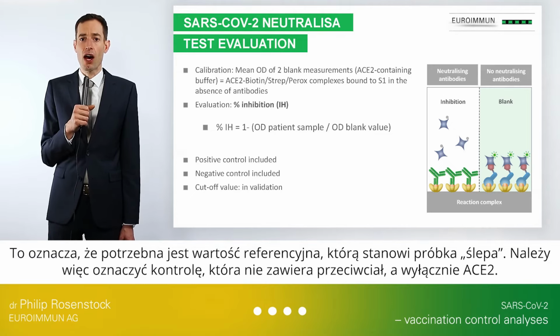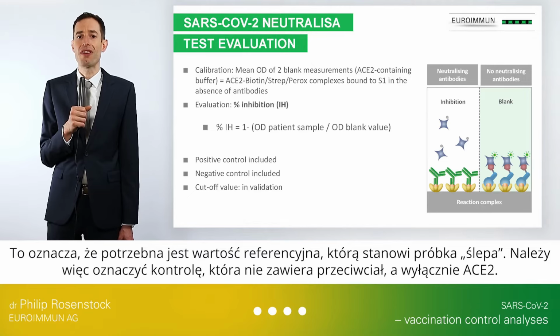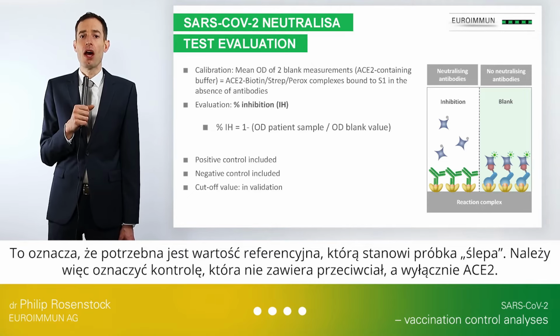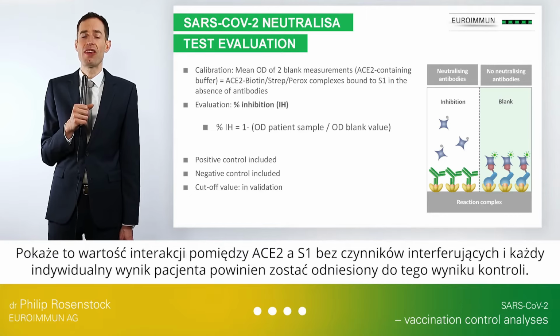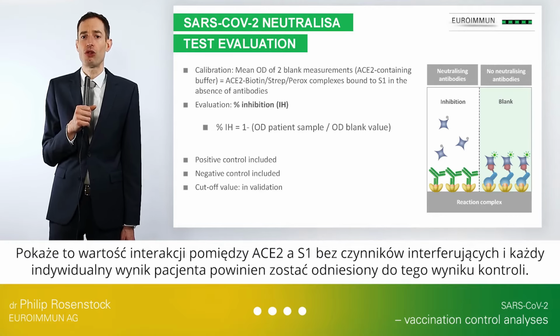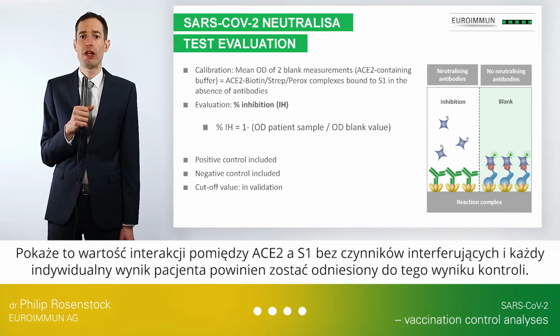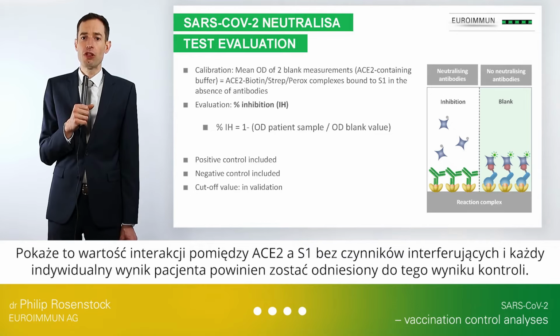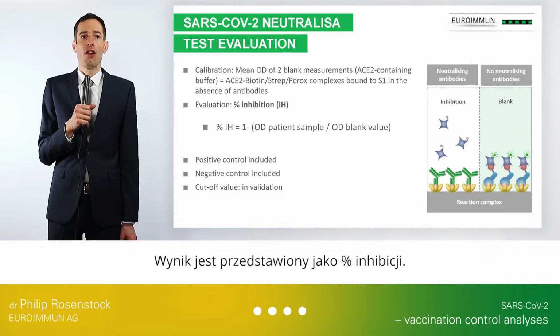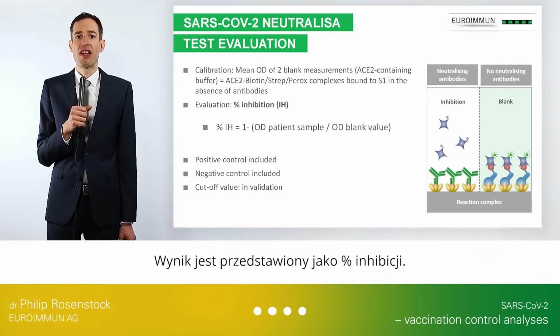So that means you have one control without any antibody that just contains ACE2, and this shows you the full amplitude, so the interaction between S1, RBD, and ACE2 without any interference. And each individual patient is then referred to this result. And the result is a % inhibition.